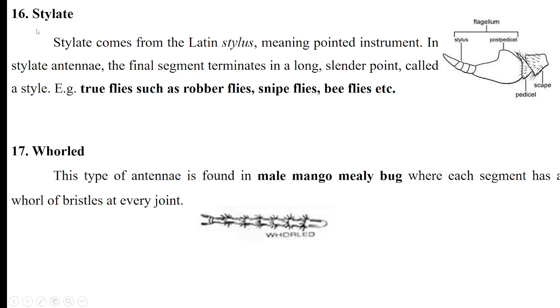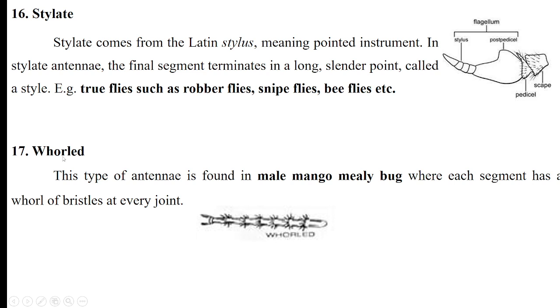Then there is an antennae called stylate type of antennae. It is the smallest antennae, and here the flagellum gives a structure called style or stylus. You can see here this is the scape, this is the pedicel, and this is the flagellum, and this structure is called style. Because of the presence of this style, this type of antennae is called stylate type of antennae. And this antennae is present in true flies such as robber flies, snipe flies, bee flies, etc.